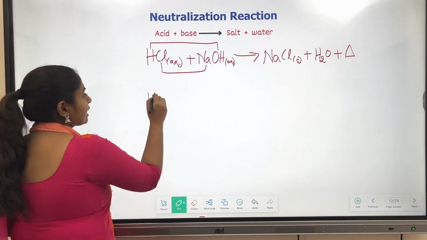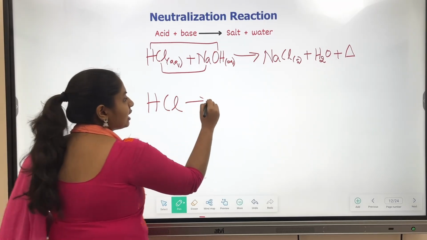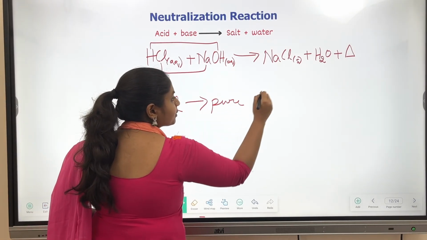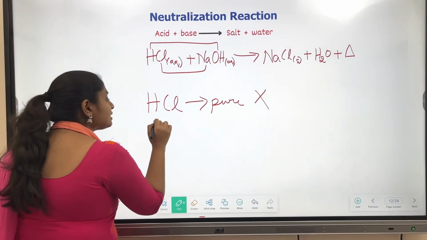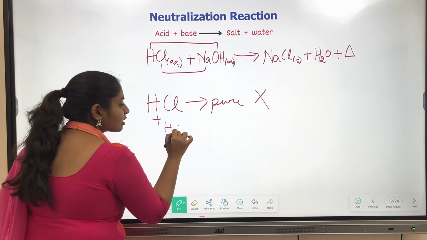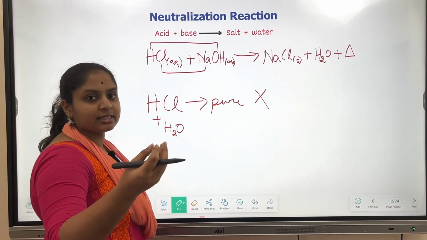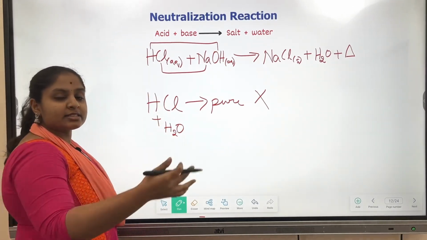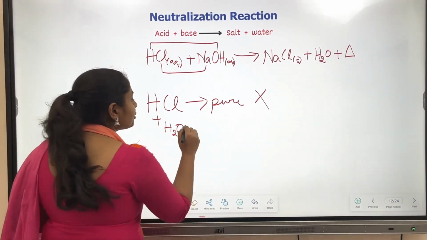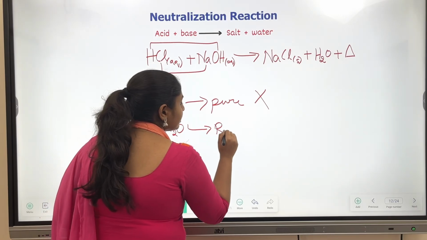So for example, if I have just pure HCl, it will not react. When this HCl has some amount of water content, this water releases H+, so it will make HCl also release more H+, due to which they will react.